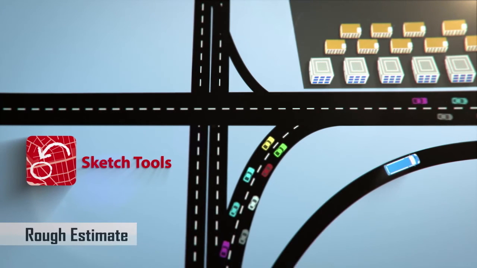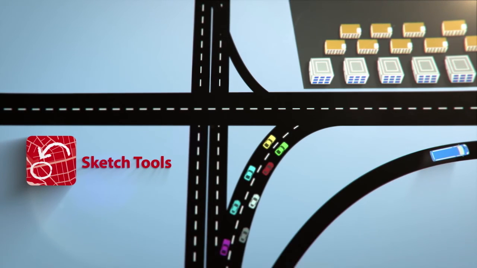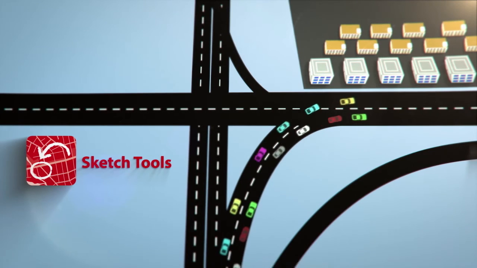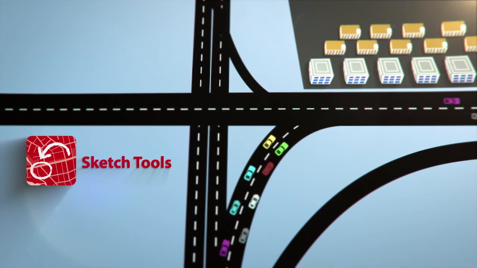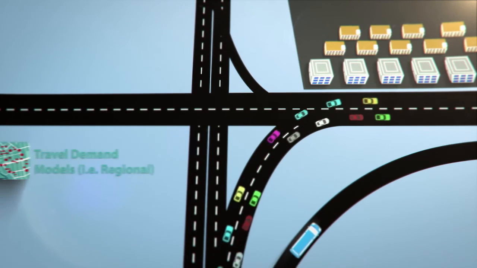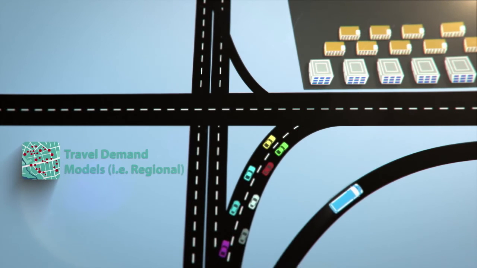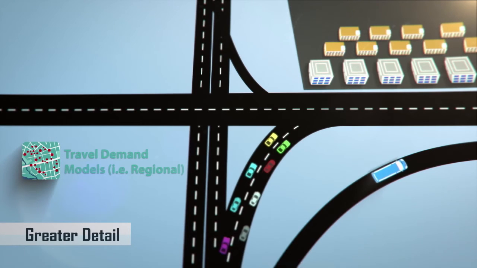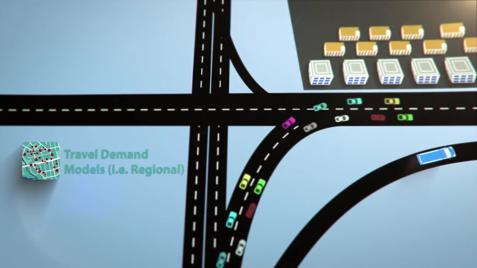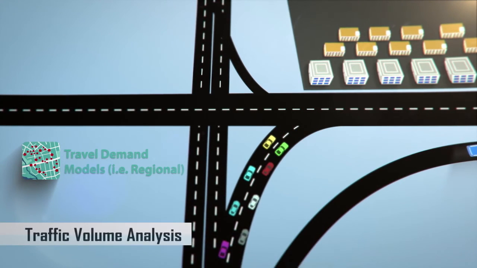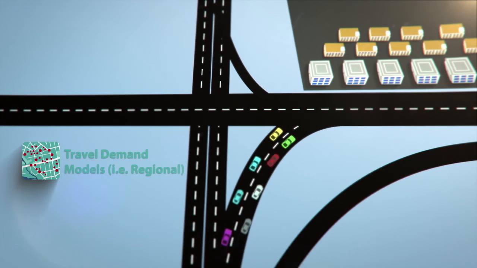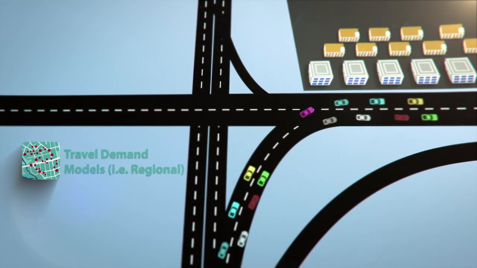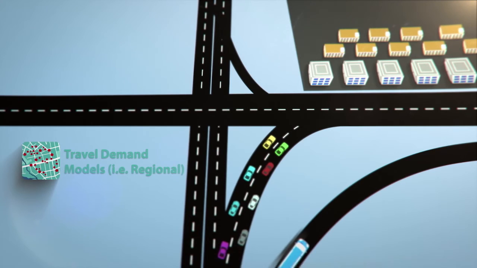The sketch tool gave a rough estimate of miles traveled by cars and the average trip distance. Planners used the sketch tool information to eliminate the least effective alternatives. Planners then applied a regional demand model to look at the remaining alternatives in greater detail. Common measures produced by regional models included traffic volumes during the most congested times of the day and travel times to work and non-work locations.